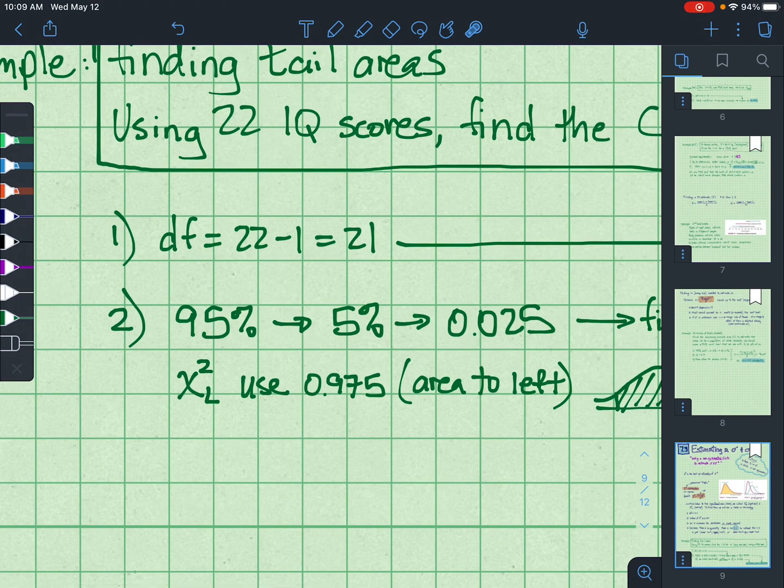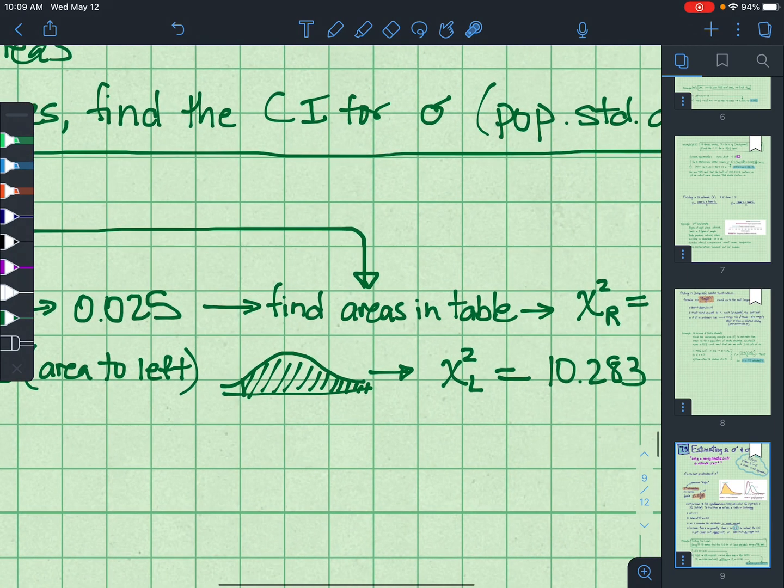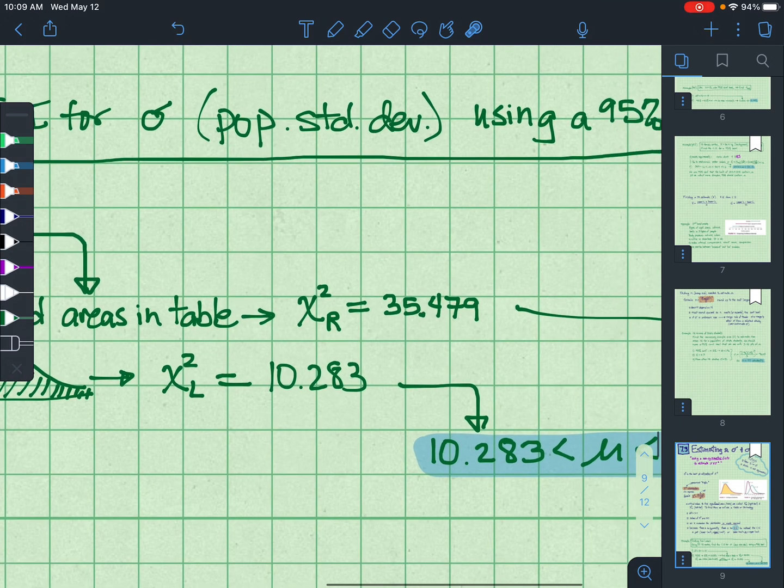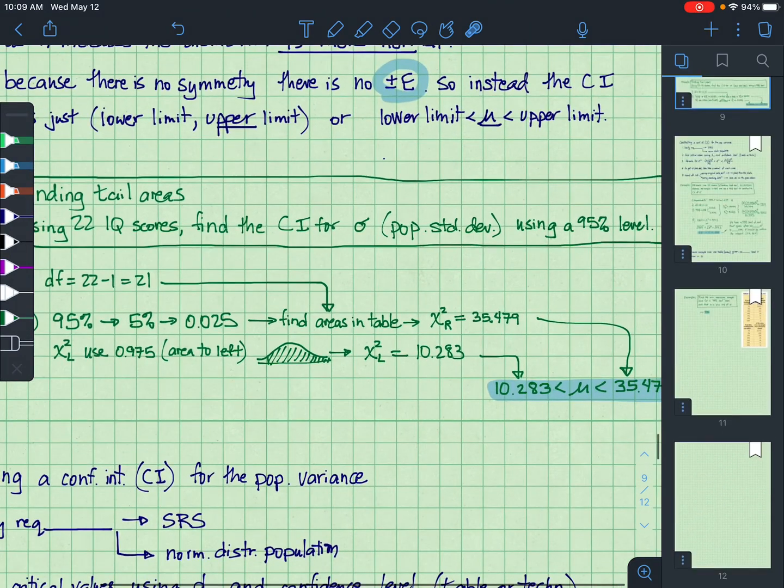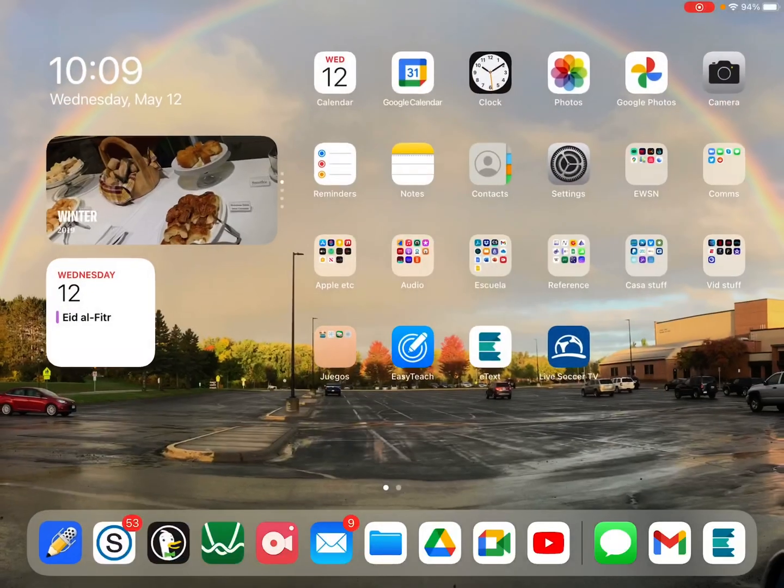So we got our degrees of freedom here. We see it's 21. And again, taking our confidence level, breaking that down into the tail areas. Now this is where it gets tricky, not on the right side. So first of all, here is how we label the right tail of chi-squared, and that is 35.479. That'll come from the table in just a moment. Actually, let's go there right now.